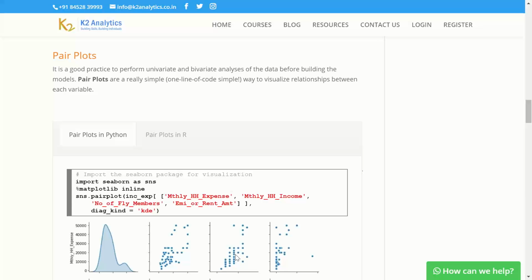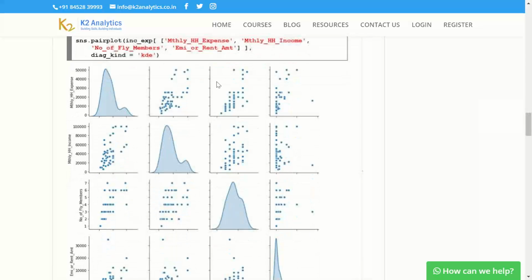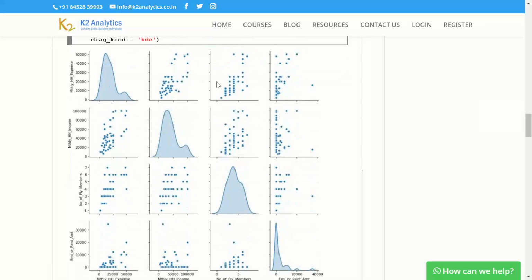Now here there are many variables. When there are many variables in one go, we can make the plot in Python using a pair plot function. So rather than writing for each variable, I can make a pair plot, and in one syntax, I can have the graph. Now it is very important that you relate the plots.